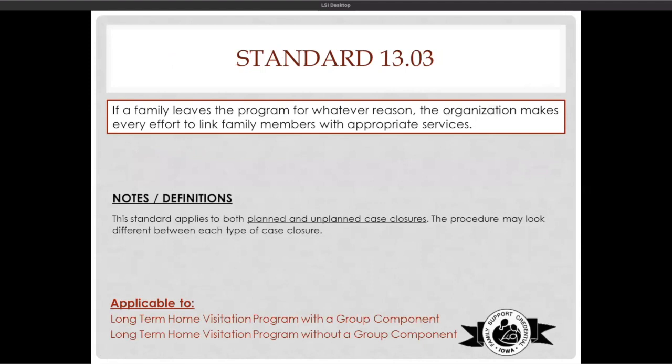Standard 1303: if the family leaves the program for whatever reason, the organization makes every effort to link family members with appropriate services. Again, this is another standard that applies to both planned and unplanned case closures, which I recognize is going to look different. And you're probably saying to yourself, how in the world would we link family members with appropriate services if we didn't even know they were closing? There's ways we can talk through some of that. This is applicable again to group long-term home visitation programs with or without a group component.